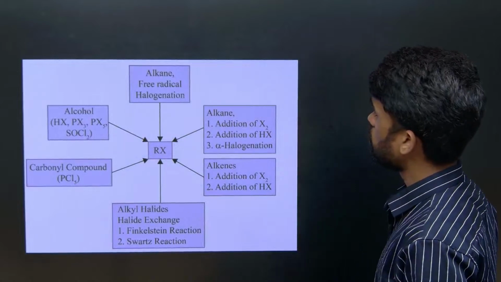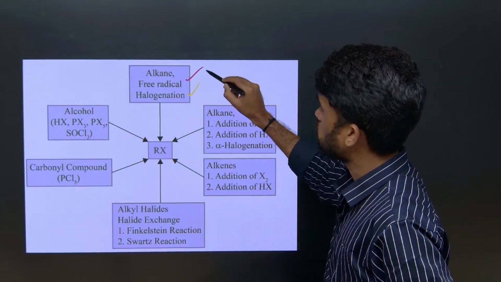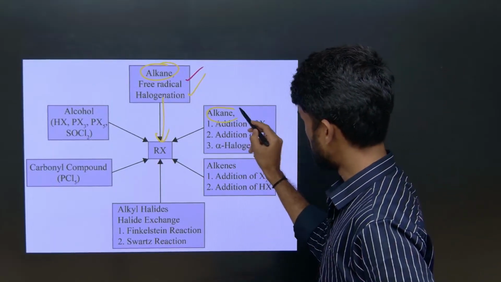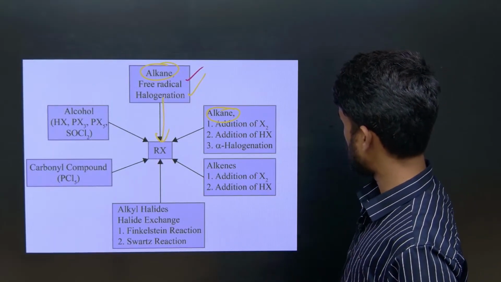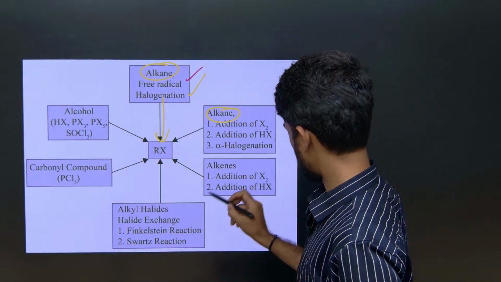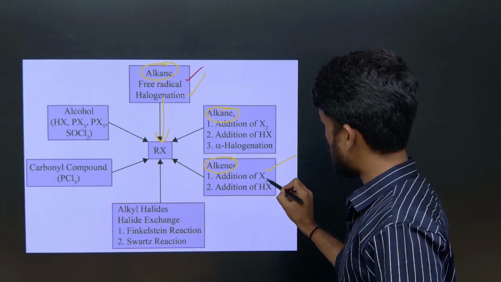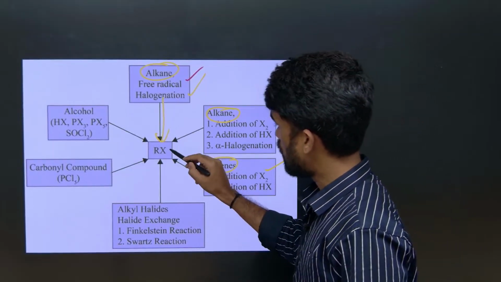Now what have we studied? Free radical halogenation of alkanes generates what? Alkyl iodides. Next, when we take alkenes, just go through this. Addition of X2 generates what? Alkyl iodides.